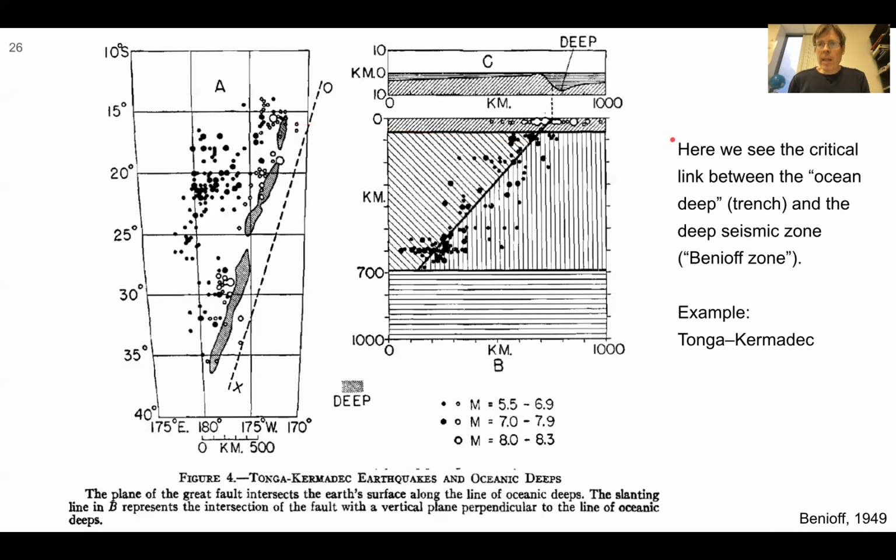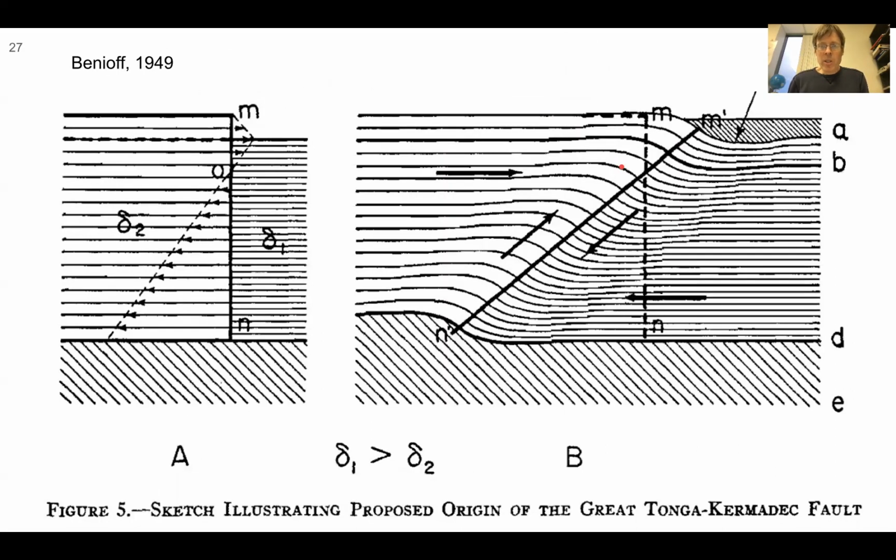And Benioff has the critical connection between the ocean deep, which is the trench, and the seismicity. This is 1949, but he's saying there's earthquakes down to 700 kilometers, this Benioff zone, and there must be some link with the ocean deep at the surface. So Benioff tried to understand that and had this sketch illustrating the proposed origin. He thinks of 2 materials that ram up against each other, but push in a way that creates this major fault while also forming the trench at the surface. You have the meeting of 2 materials, a head-on collision, that possibly forms this massive fault.